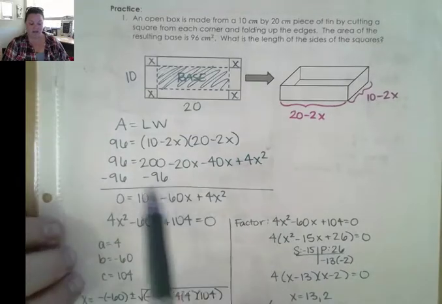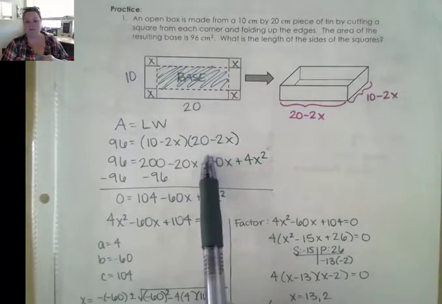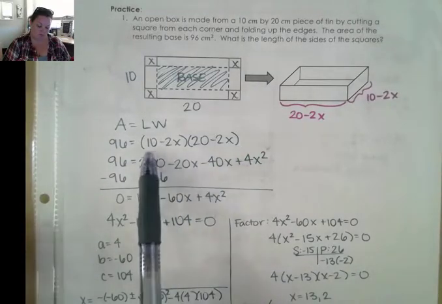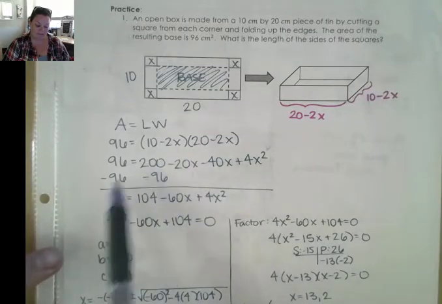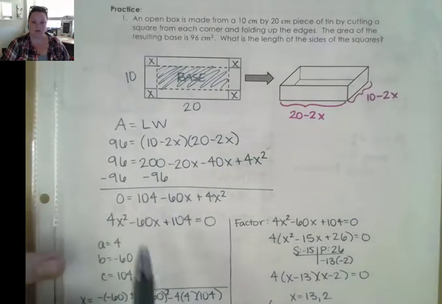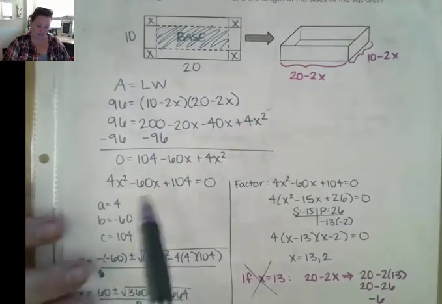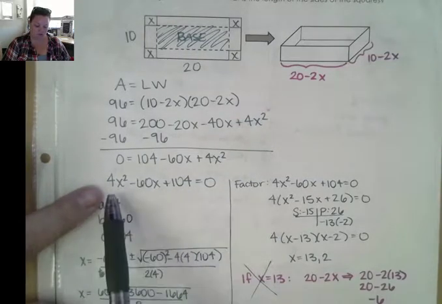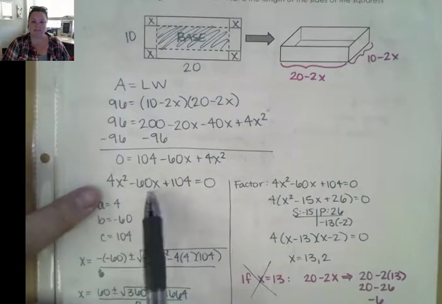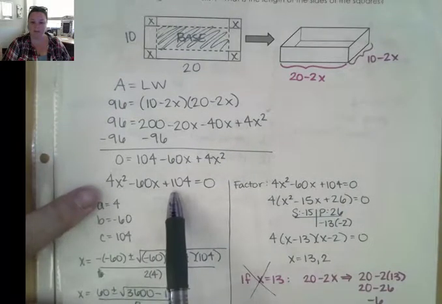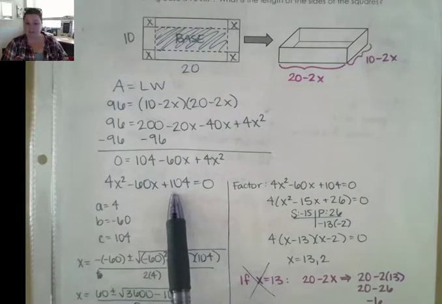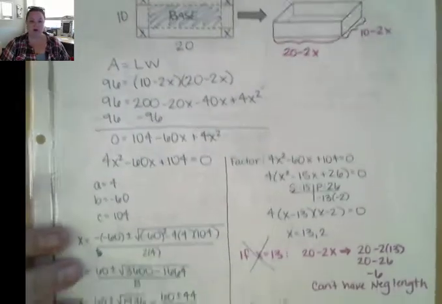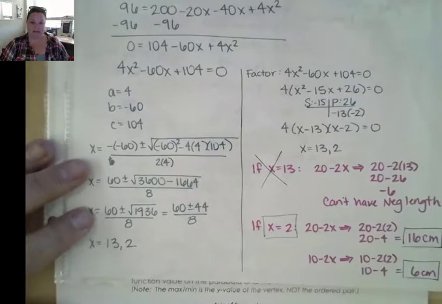So again, in order to solve this, I need everything on one side so it's equal to 0. So we FOIL out the two quantities and move our 96 over. And then I rewrote it just so that it looks like the standard form we're used to seeing, okay? So you should end up with 4x squared minus 60x plus 104. And then from here you can factor it, or you can use the quadratic formula. So I wrote both ways down, okay?